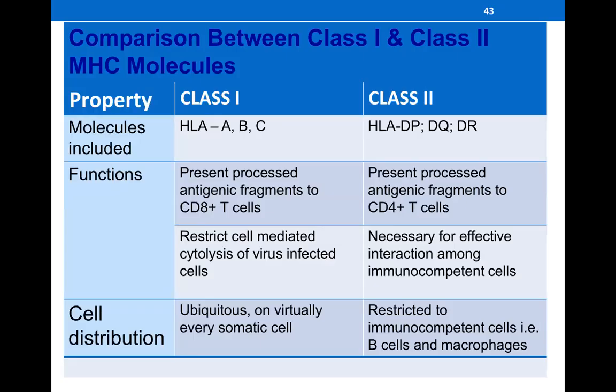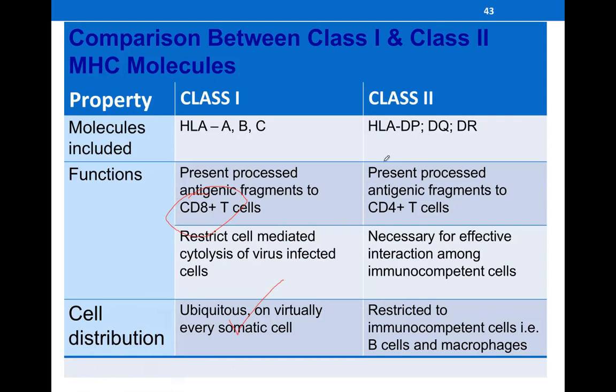All right, so let's compare the class 1 and class 2 MHC molecules. The molecules included in class 1 would be the HLA A, B, and C, while your class 2 would be your HLA DP, DQ, DR. Okay, the functions. When we say HLA or MHC class 1, they present processed antigenic fragments to CD8 T cells. They restrict cell-mediated cytolysis of virus-infected cells, and usually the cell distribution of class 1 would be ubiquitous, present everywhere on virtually every somatic cell.